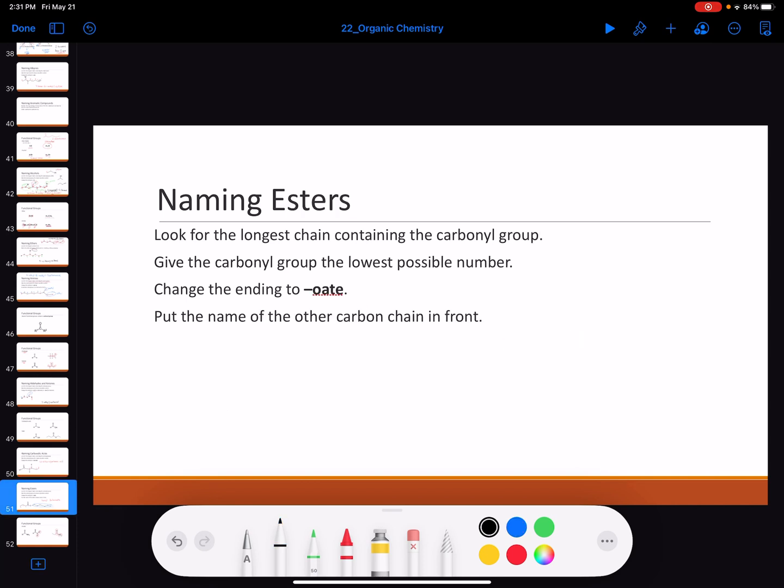Okay, esters are a little more complicated. Let's say I have this molecule right here. First thing you need to do is look for your carbonyl. Here's my carbonyl, so therefore that's carbon number 1. That also means that that's the base chain, even though this chain over here is 1, 2, 3, 4, 5 carbons long, right? But because my carbonyl is here, that's my base chain. So I'm going to call that butanoate.